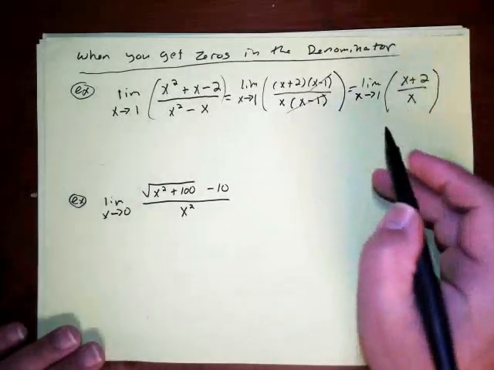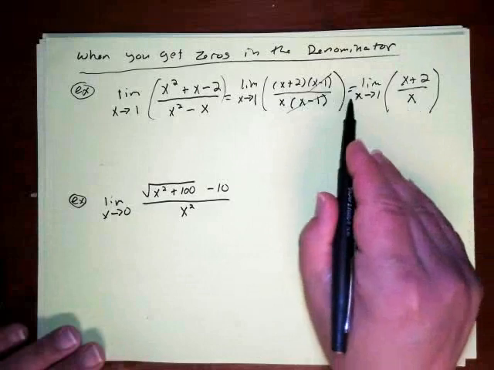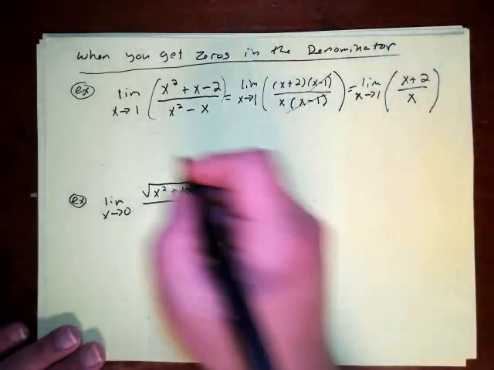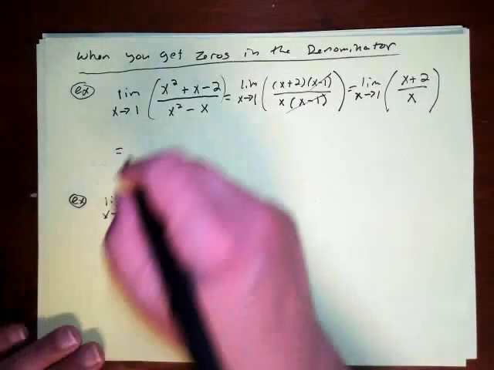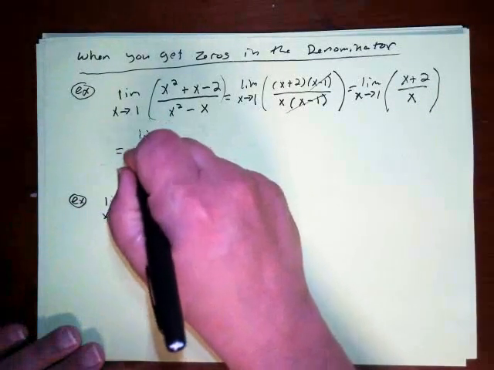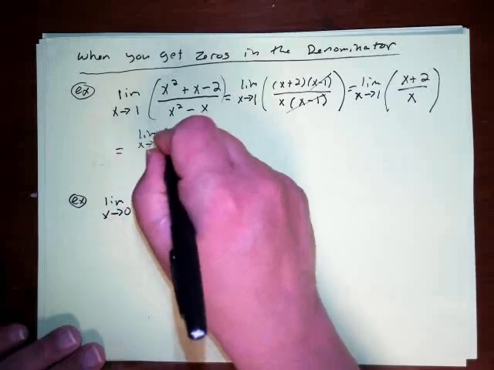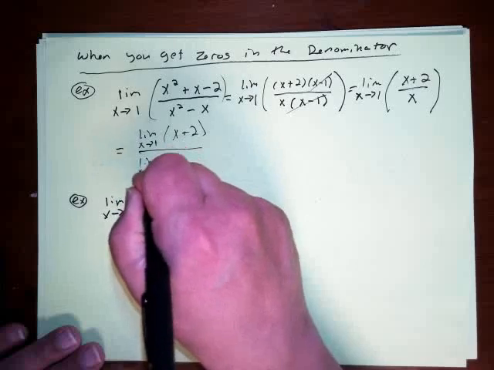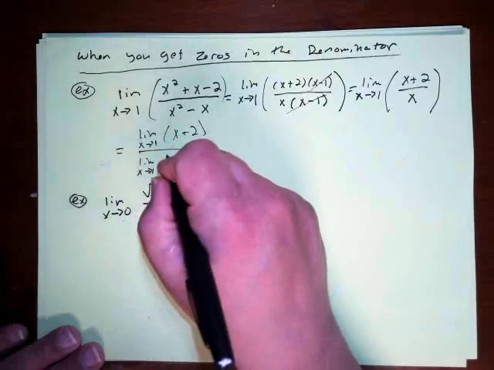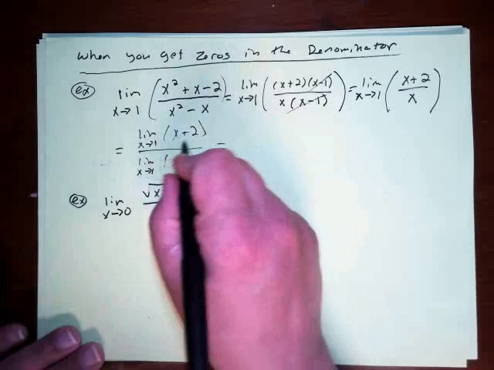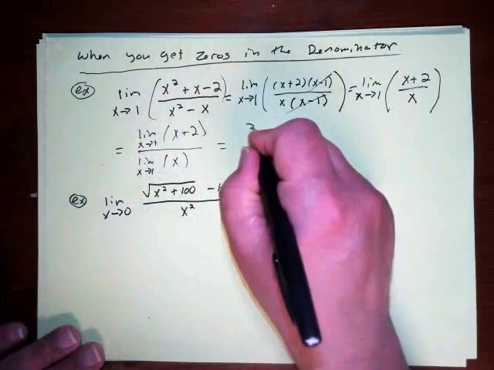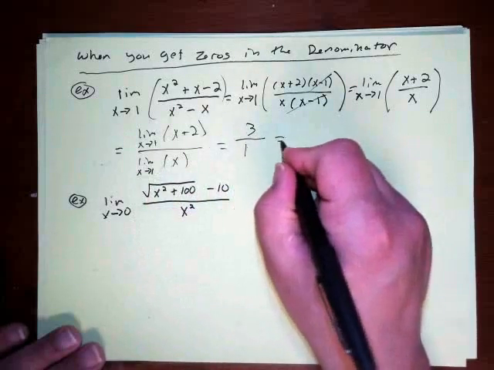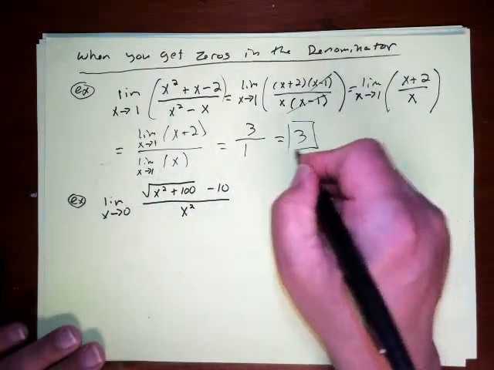Now look, I can plug 1 in to the denominator and I don't get a problem. It doesn't equal 0 anymore. Okay, so then I can split this up. This would be the limit as x approaches 1 of x plus 2. The limit of x approaches 1 of just x, right? And then this will be just plugging 1 in there, so I get 3. And then this would be plugging 1 in there, I'd get 1. And so it looks like my limit is 3.